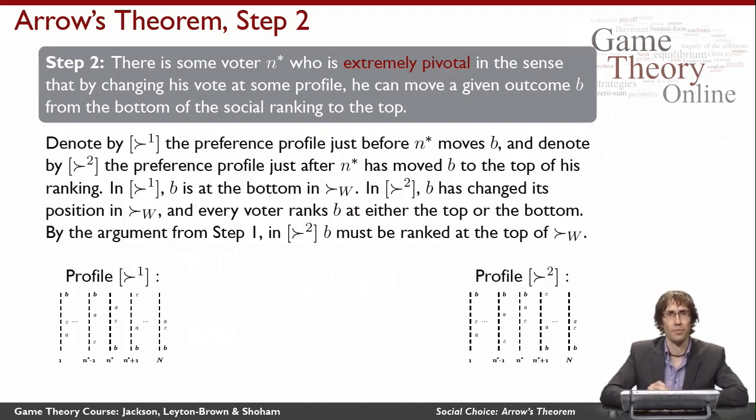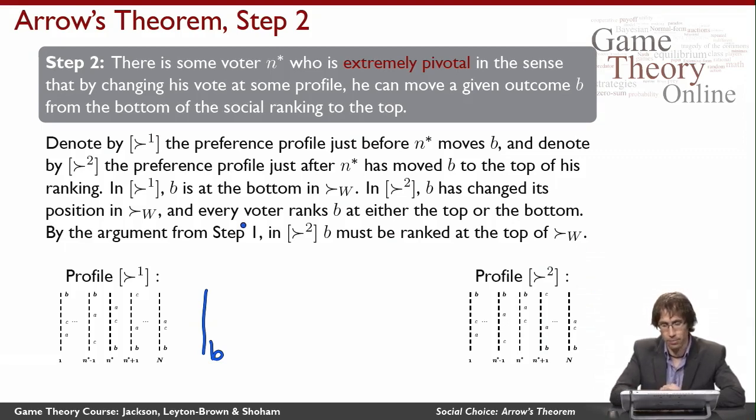So now let me give some names to preference orderings because I need them for the rest of the proof. I'm going to denote by pref1 the profile just before n star moves B. And I'm going to denote by pref2 the profile just after n star has moved B to the top. And let's note that in pref1, we have B at the bottom in the social welfare ordering. So our social welfare ordering here has B at the bottom. And in pref2, B is in some different place than it was before.